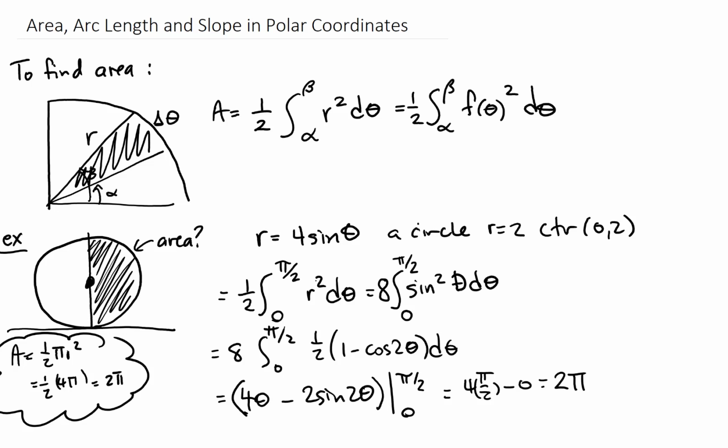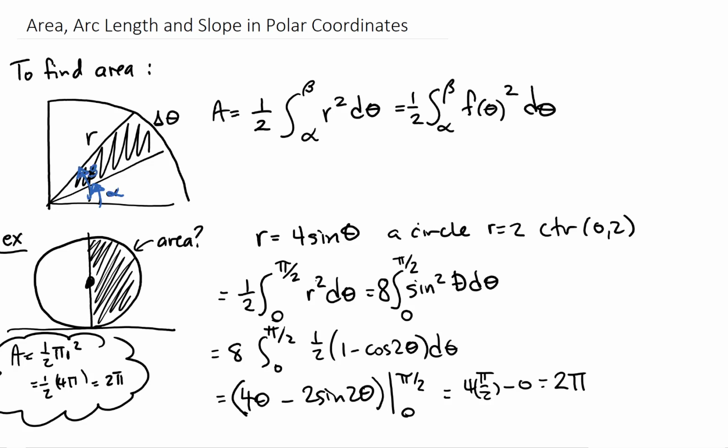In this video, we're going to take a look at calculating area, arc length, and slope for polar coordinate situations. So in the first picture here, I've got a picture of an area that we might want to find. We have a part of a circle, in this case of radius r, and we have an alpha and a beta angle.